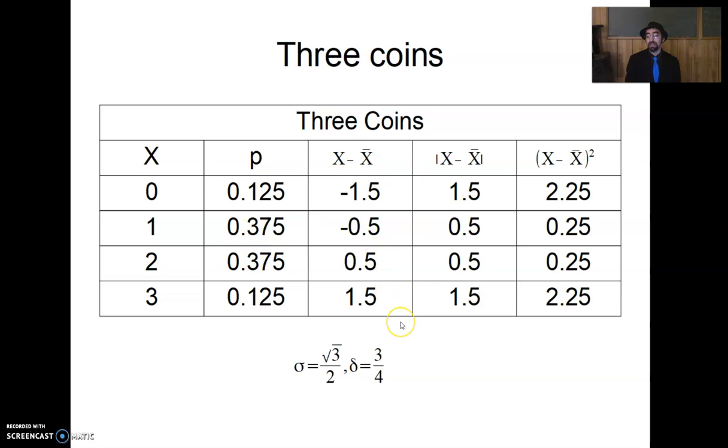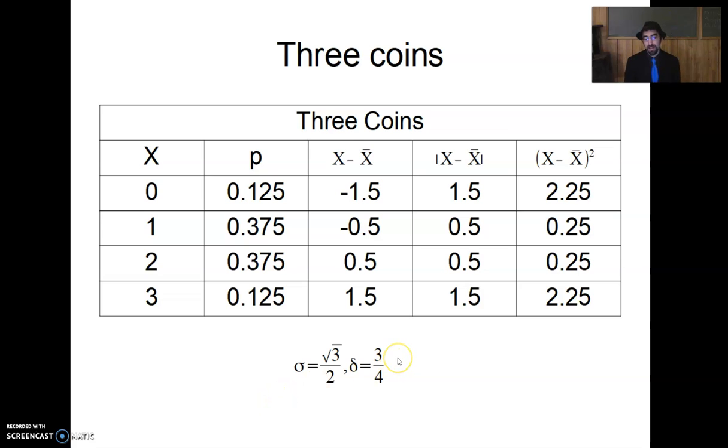We tabulate the deviations from the mean, absolute deviation from the mean, and square deviations from the mean. You can pause the video now if you want to just double check, make sure that these are the correct numbers. But then when you weight these all by probabilities, when you do absolute deviation from the mean, you'll on average get 3 out of 4. When you do square root of the mean square deviation from the mean, so you just weight these numbers right here and then take the square root of that, you'll get square root of 3 all over 2.